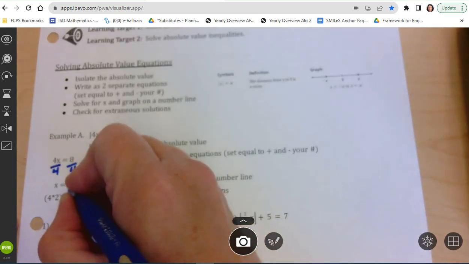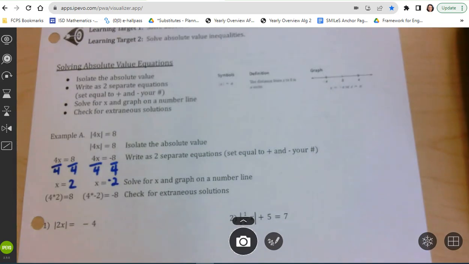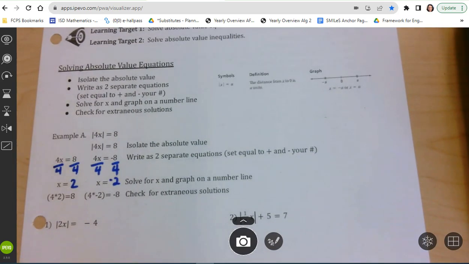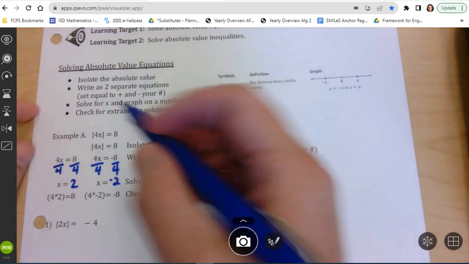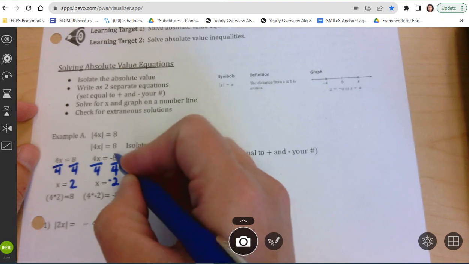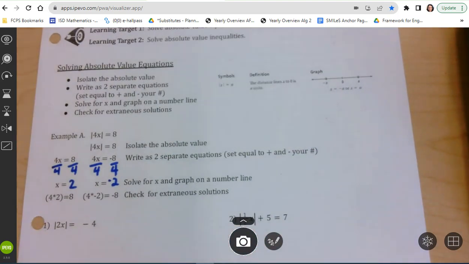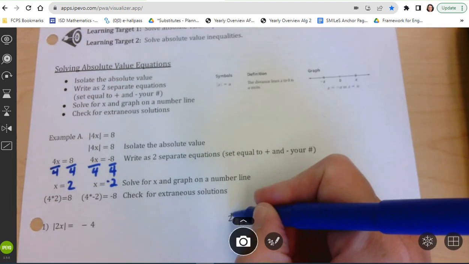When we divide by 4, we either get x equals 2 or x equals negative 2. So two different things that would make this true. So when I check that, 4 times 2 would give me the 8, and 4 times negative 2 would give me the negative 8. So it works.